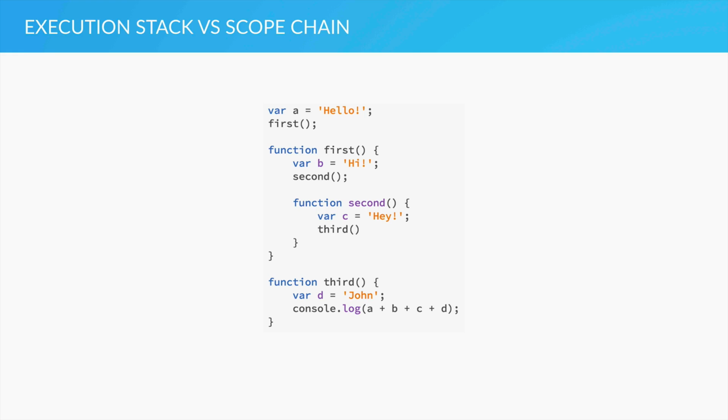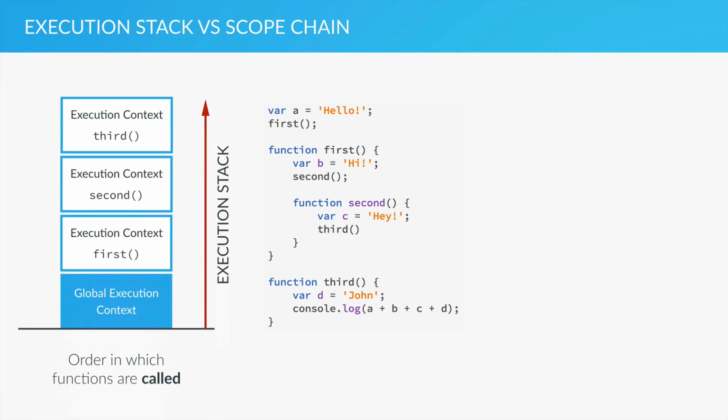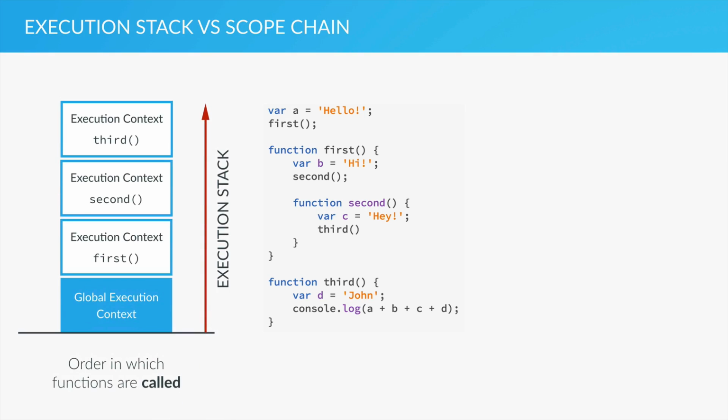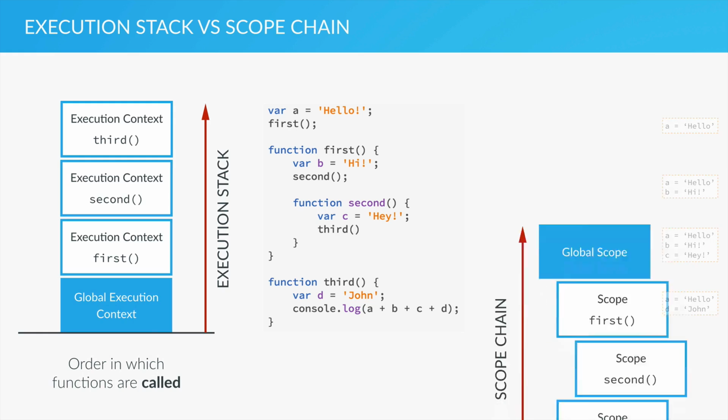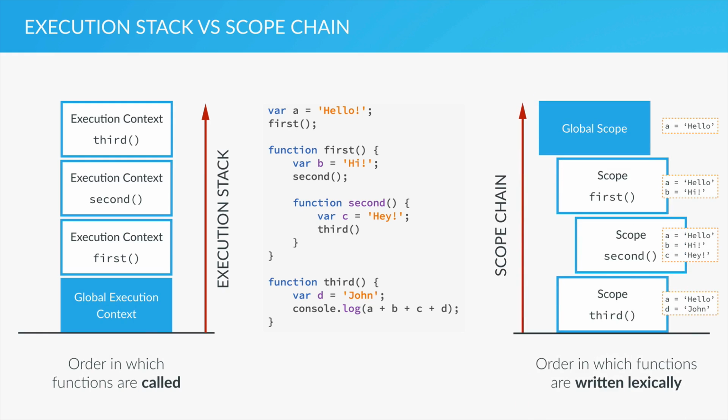So here we see another simple code example. And we already know how the execution stack works, right? So the first function gets called, which then calls the second function, which in turn calls the third function. And for each of these calls, a new execution context is put on top of the execution stack. Now, for the scope chain, things are a bit different. We see that the global scope contains the A variable, as well as the first and third functions. Then the scope of the first function contains the second function. And this is how I like to represent it.